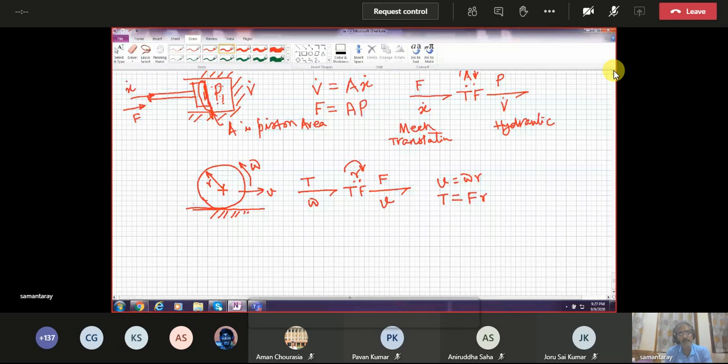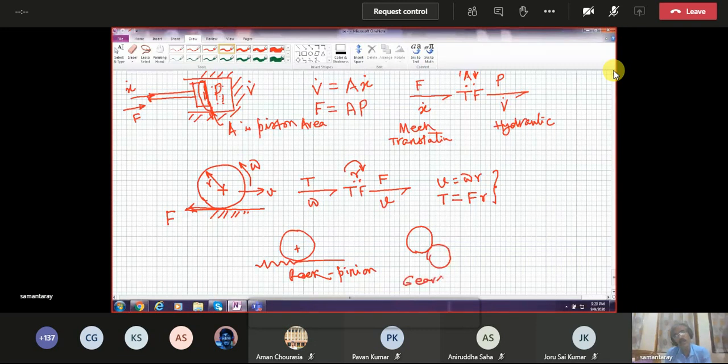Rack and pinion, as you progress, some rack and pinion, gears, pulley, and all these things are simply transformers. Okay? So I will stop here today.